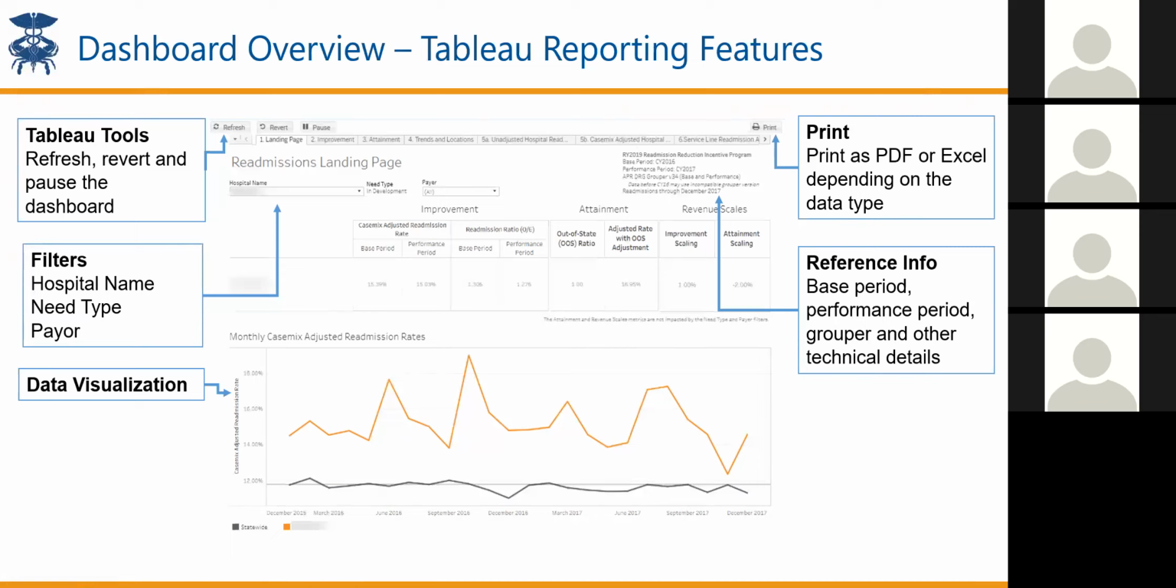One other thing I wanted to mention here, as far as the hospital filtering goes, is that the hospital filter aligns with what you saw in the original RRIP Excel files. If you remember, a majority of those RRIP Excel tabs allow you to look at all hospitals' readmission data because they're at the summary level.